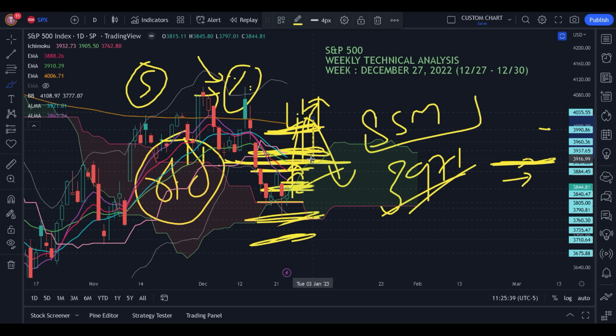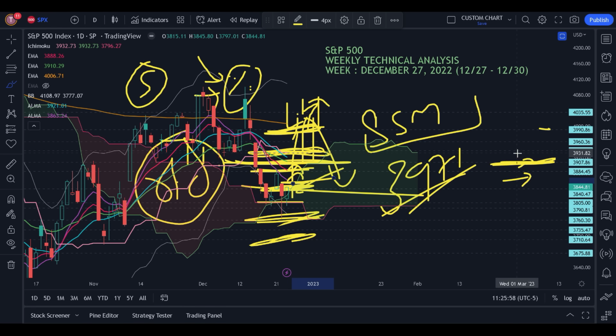Once again, guys, this is not the time to go long. It is not the time to buy. It is the time to sell, the time to short. And I'm not saying that you should short here. No, wait for the retrace.